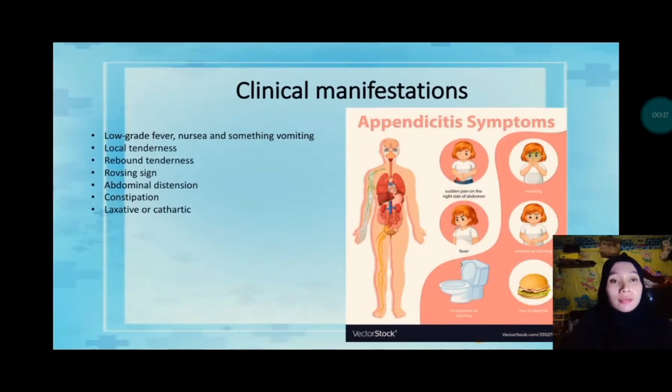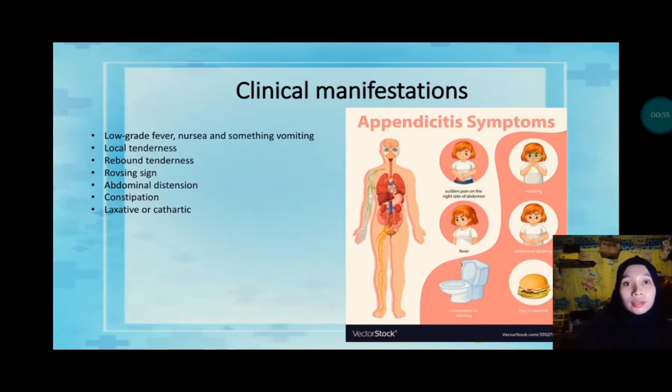So next is clinical manifestation. Vague periumbilical pain, visceral pain that is dull or poorly localized with anorexia, progresses to the right lower quadrant, where the pain is sharp, severe, and well localized. Nausea occurs in approximately 50% of patients with appendicitis. A low-grade fever may be present. Local tenderness may be elicited at McBurney point when pressure is applied.